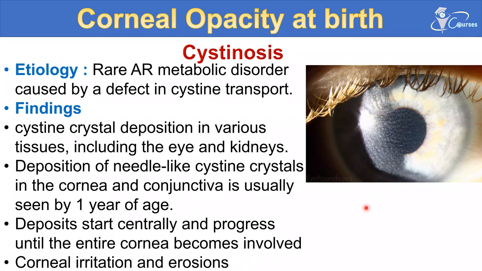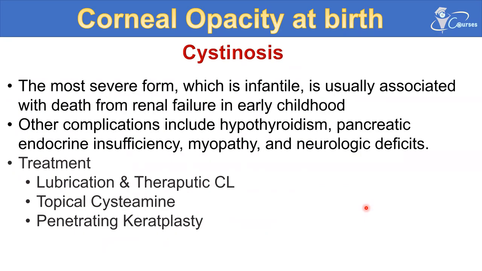Okay. So the most severe form of cystinosis is the infantile form, associated with death from renal failure in early childhood. That's why if this patient presented to you, he should be referred to the pediatrician. This disease is also associated with other syndromes and manifestations like hypothyroidism, pancreatic endocrine insufficiency, myopathy, and neurological deficit. Treatment is directed toward the clinical manifestations, like if they have corneal erosions, this can be treated by lubrication and therapeutic contact lens.